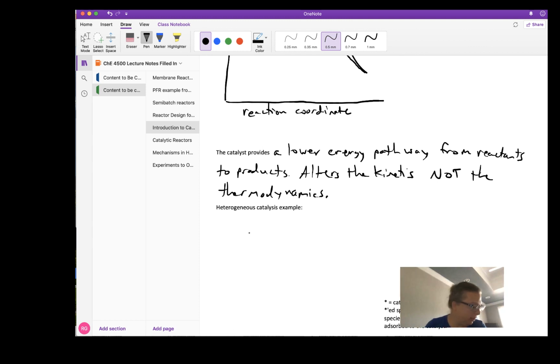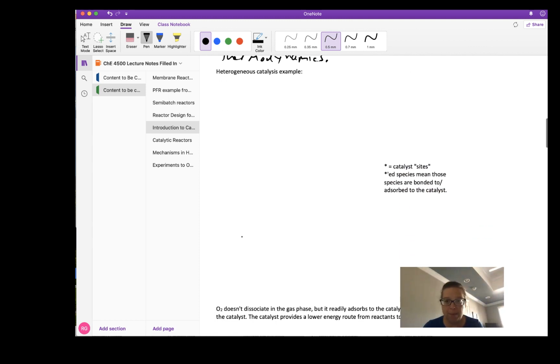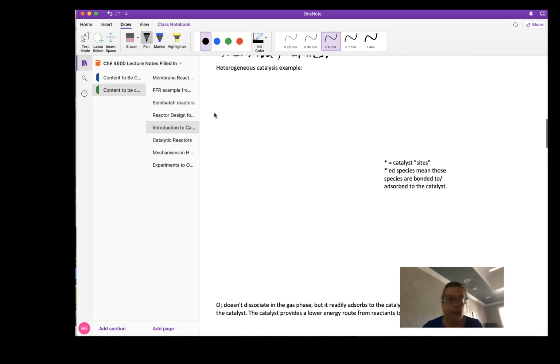Okay, so let's look at a heterogeneous catalysis example. So again, let's draw an energy diagram.